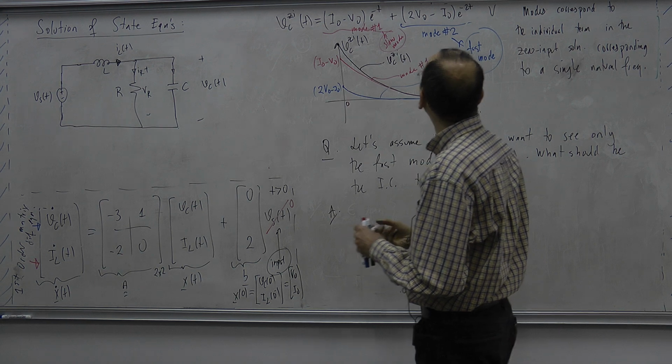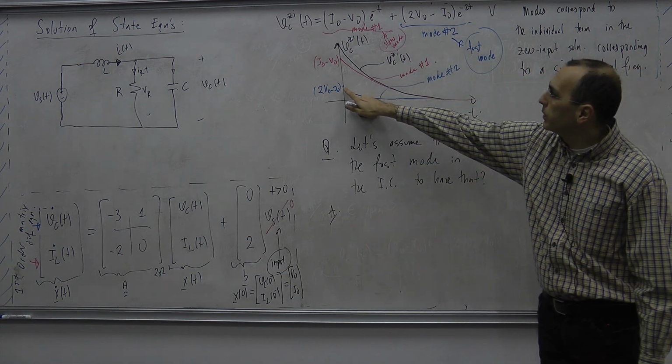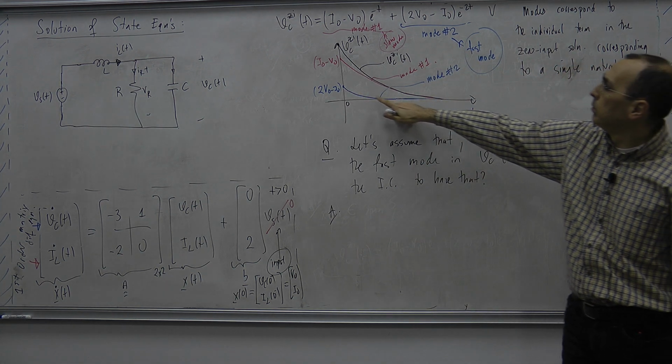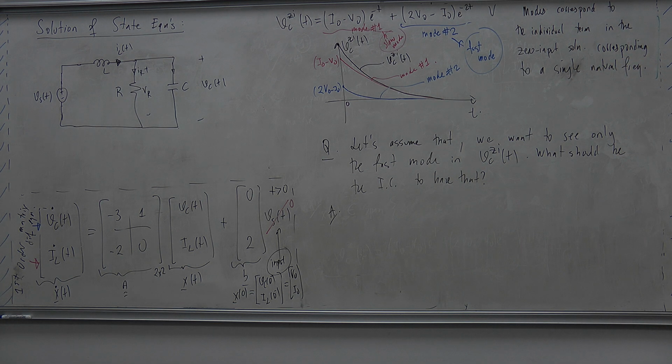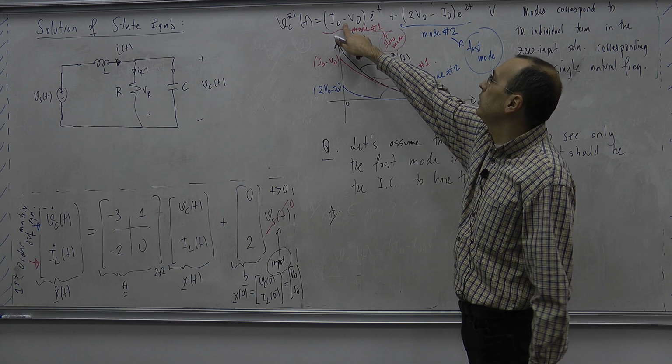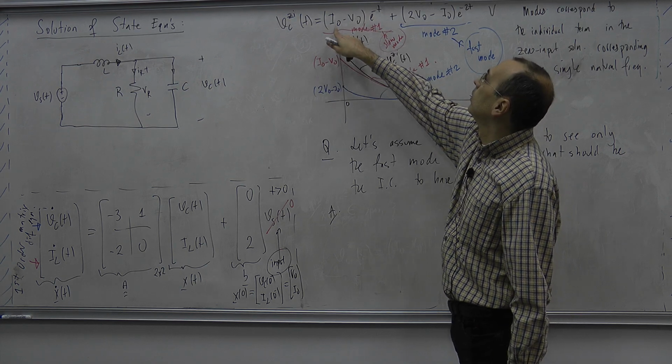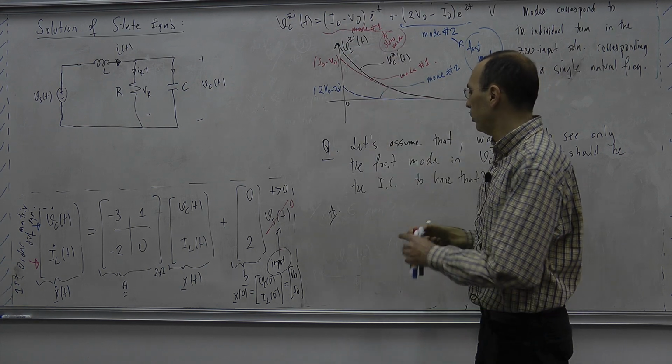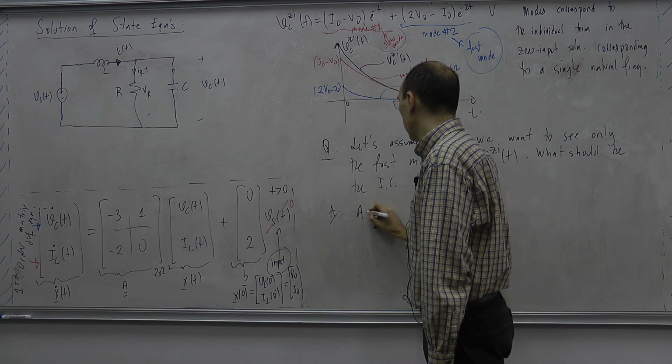Well, I just want to see this blue term. Blue is the fast one. Okay. So the solution is very simple. Make this coefficient equal to 0. So I0 minus V0 should be equal to 0. Answer.